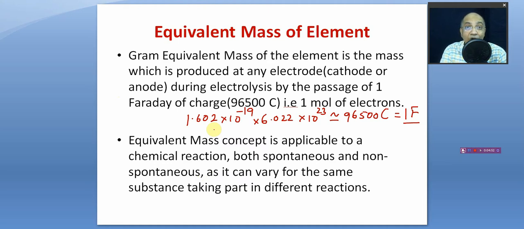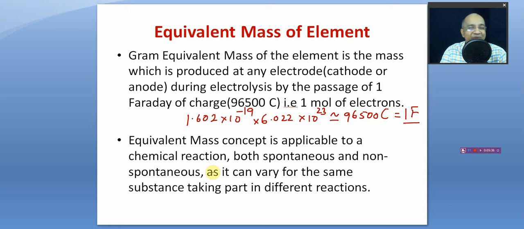But we can also use the equivalent concept for spontaneous reactions, both redox and non-redox, as it can vary for the same substance taking part in different reactions. Equivalent mass concept is applicable only to chemical reactions, both spontaneous and non-spontaneous, and the equivalent mass of an element may vary. The same element, the same substance undergoing reactions in different situations, giving different products, will have a different equivalent mass.